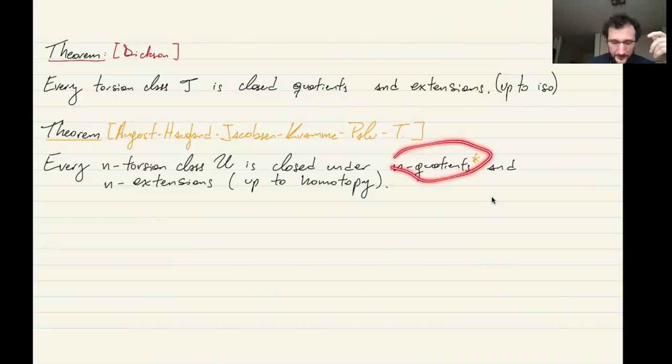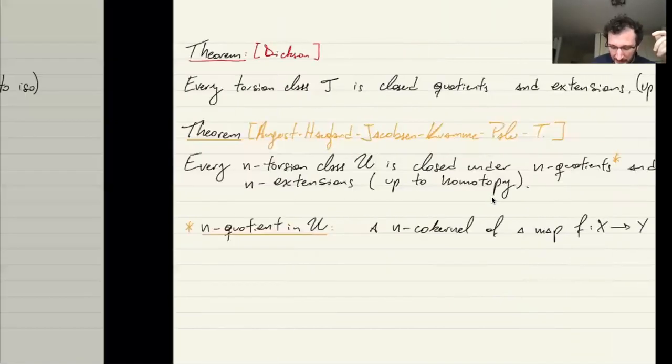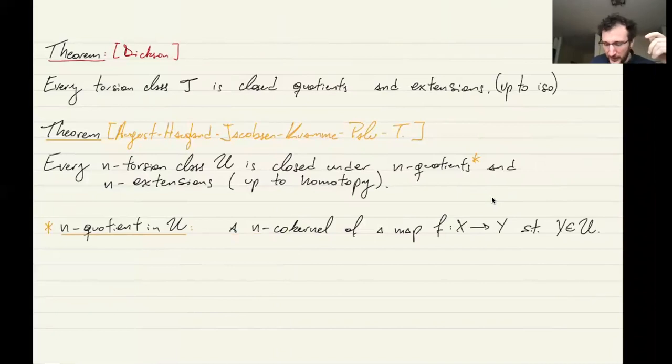What I mean by n-quotients, essentially, is that if we have a map going from X to Y, where Y belongs to my n-torsion class, then there is an n-cokernel such that every object in this n-cokernel belongs to the n-torsion class. And the same is what I mean by n-extension. Given an n-extension, we have a representative of this n-extension, an n-exact sequence, such that every object in the middle of this should belong to the n-torsion class as well, right? So this gives us a really nice characterization.